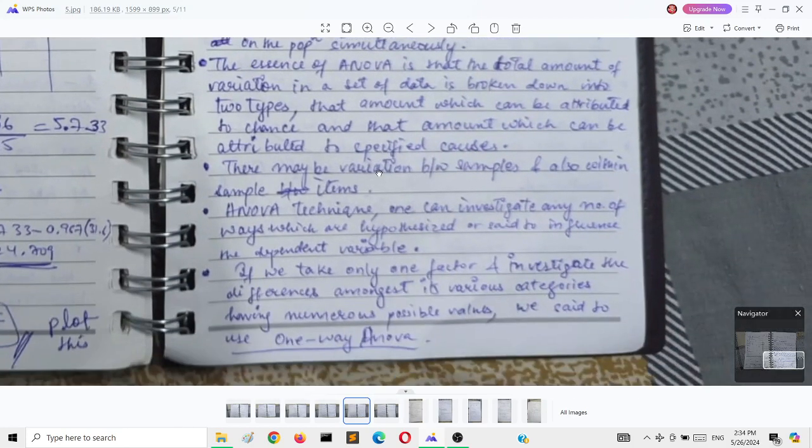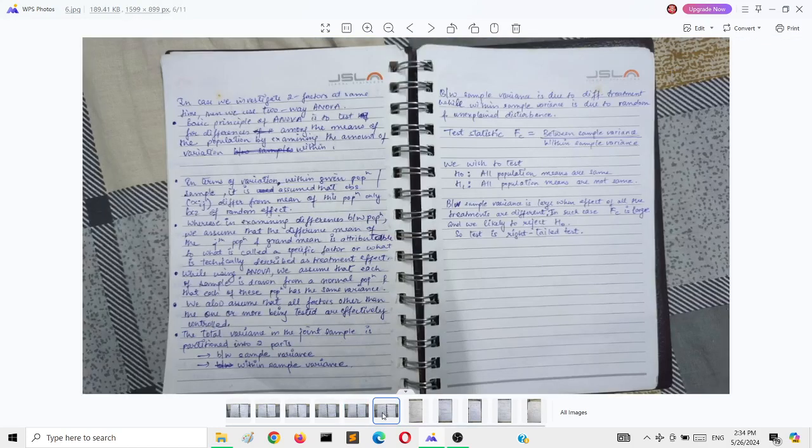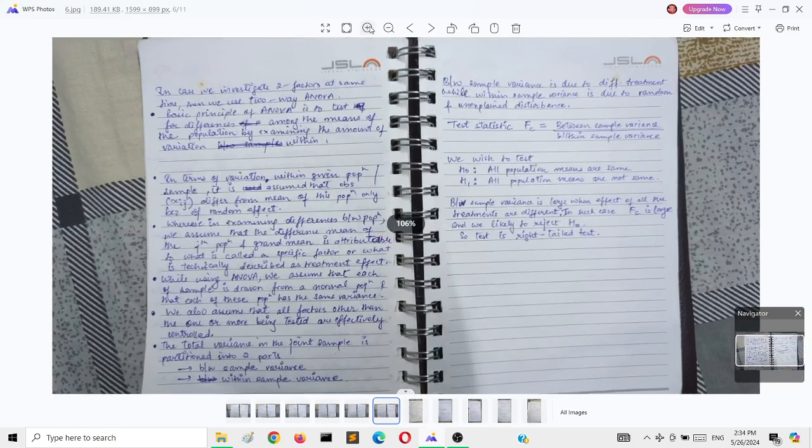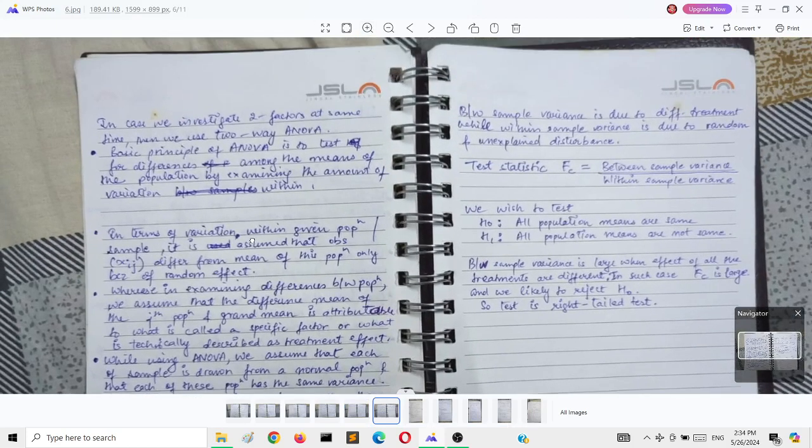There are two types of ANOVA test, that is one-way ANOVA and two-way ANOVA, and we'll better understand them with examples. Further, in the case we investigate two factors at the same time, then we use the two-way ANOVA. So when we consider only one factor, we use the one-way ANOVA. Otherwise, if we consider two factors, then we use two-way ANOVA.